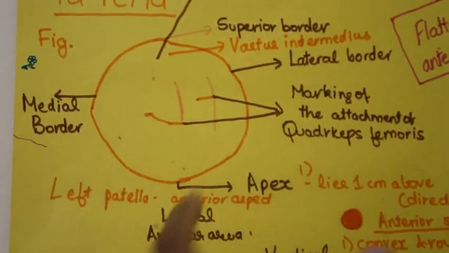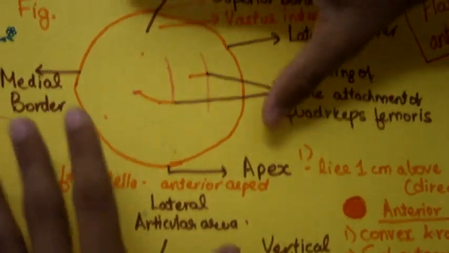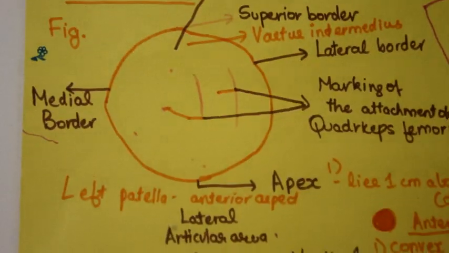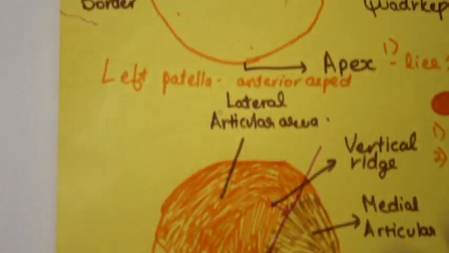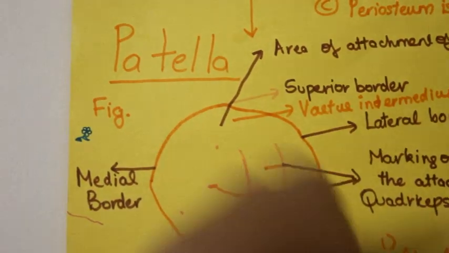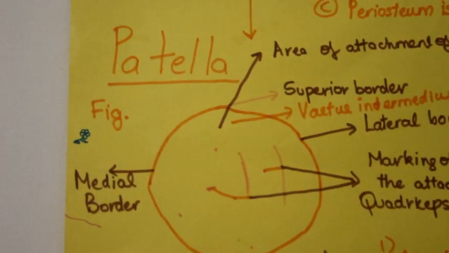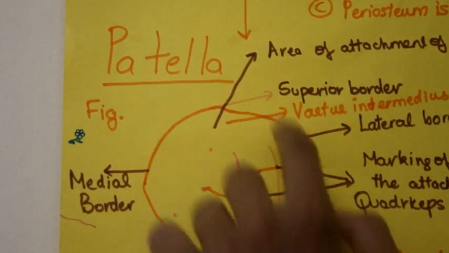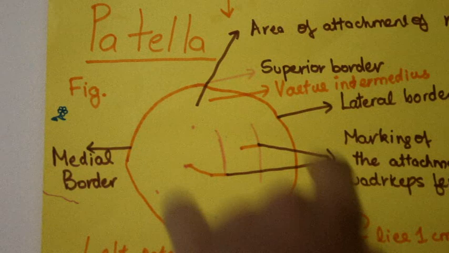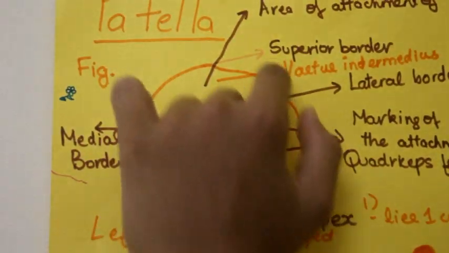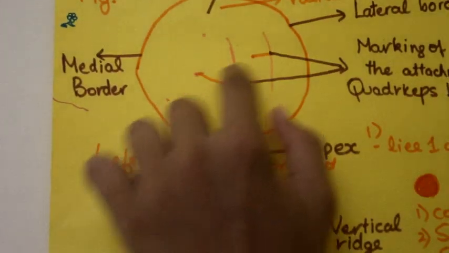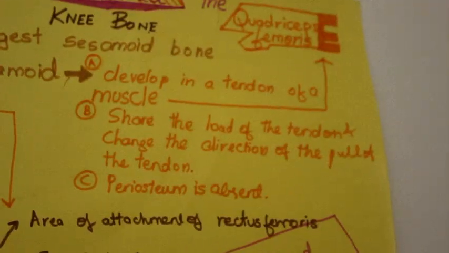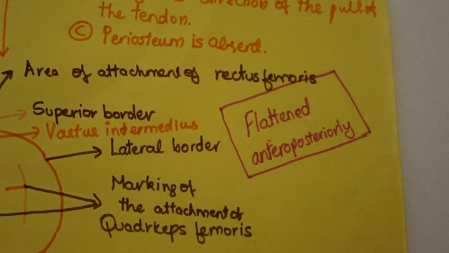When we say medial, it means towards the body. We are seeing the left patella. Left patella is here, right patella is here. So what you're seeing on the right hand side of the left patella is of course towards the medial side, or inside the body. This is the attachment of Quadriceps femoris, the tendon we're talking about. You can see two marks here. This is the marking of the attachment of Quadriceps femoris, and these two dots are markings as well. This is the apex, and it lies 1 centimeter above the knee joint.